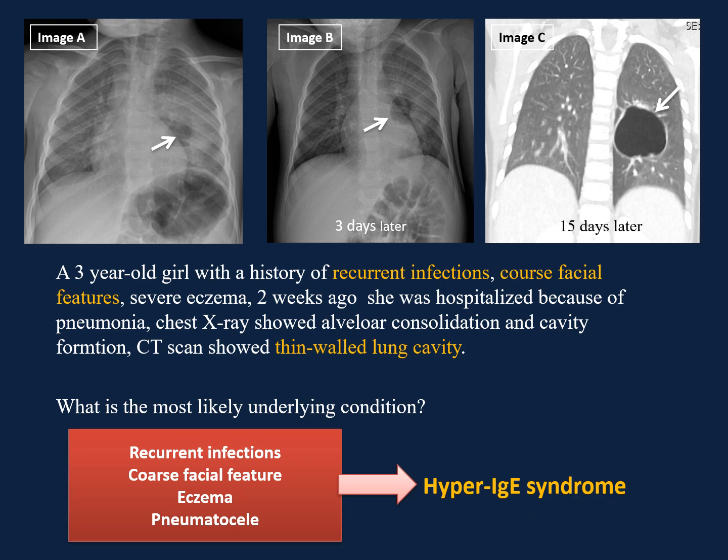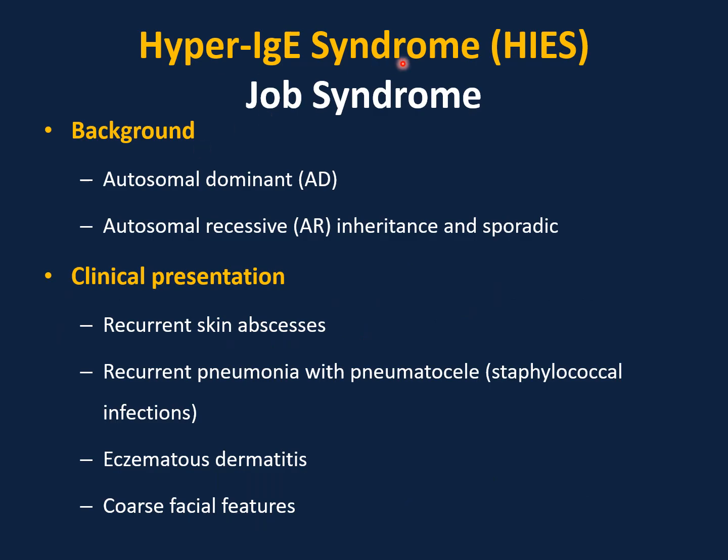Hyper-IgE syndrome, or well known as Job syndrome, from the name they have a very high level of IgE. It is autosomal dominant or recessive and also can be sporadic. The clinical presentation: recurrent skin abscesses, recurrent pneumonia with pneumatocele, especially staphylococcal infections, atopic dermatitis or severe eczema, and coarse facial features.